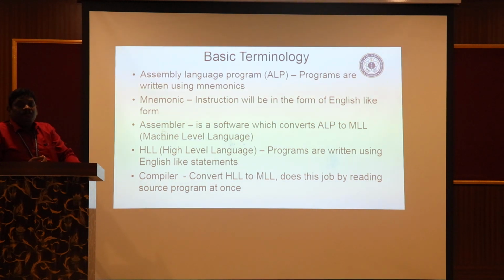Then why do we use an assembler? Assembler is a program that converts assembly language into low level language. So most compilers produce assembly language as the output. Then we have to use the assembler to convert the assembly language into machine level language. That is a low level language. That is binary code, zeros and ones.